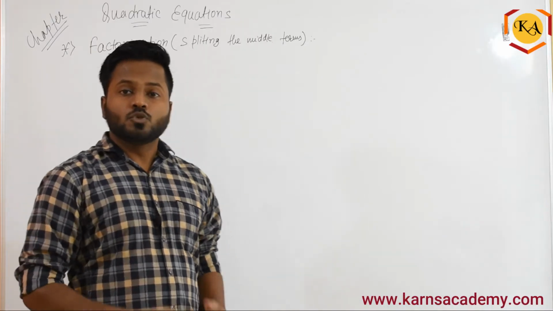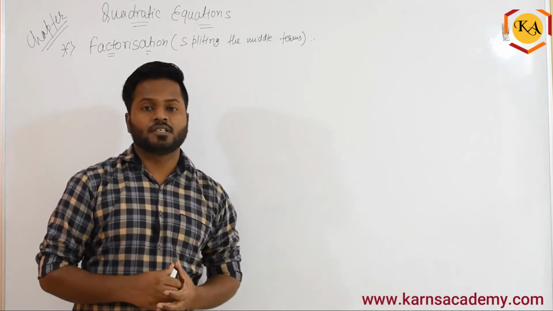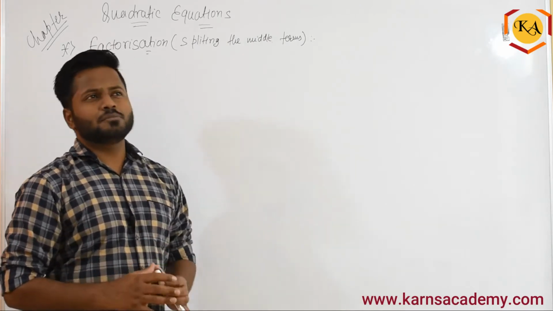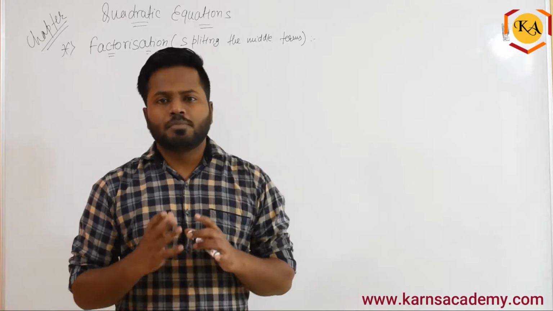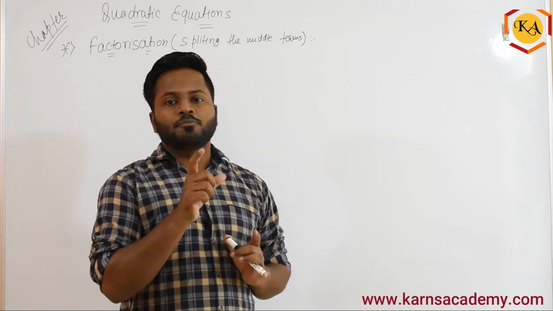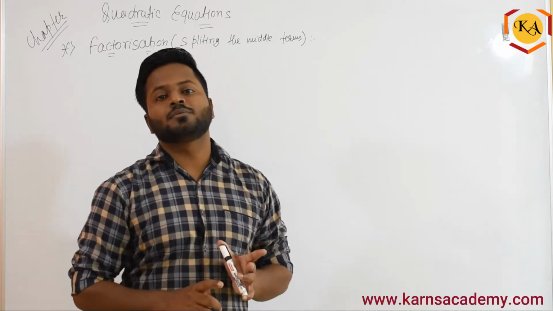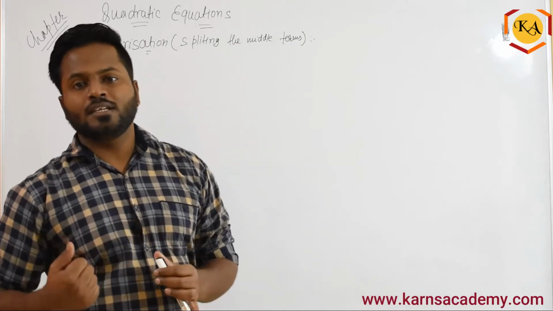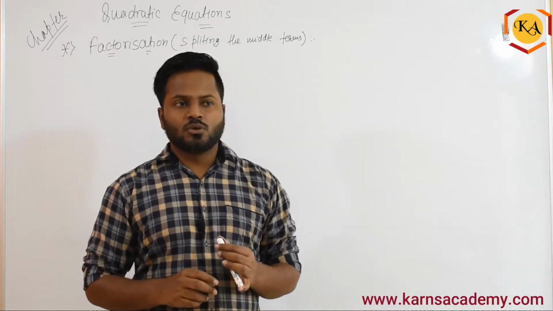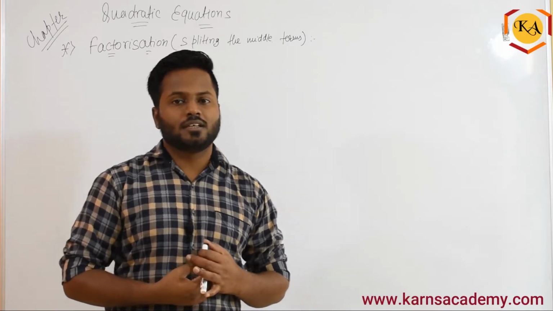Okay, so let's move on to the next method, that is the factorization method. Now, in factorization method, what happens? Basically, we are going to multiply first and last term, and based on that, we are going to split the middle term by adding or subtracting, and then take common and then solve further, right? So let's take one question and try to solve it and see how exactly it is working.